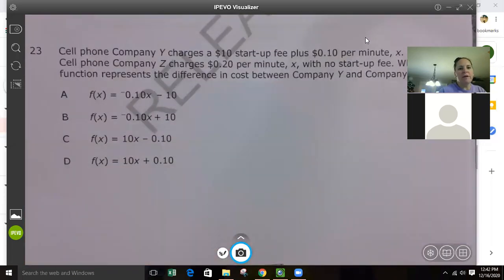It says cell phone company Y charges $10 startup fee plus 10 cents per minute. Cell phone company Z charges 20 cents per minute with no startup fee. What function represents the difference in cost between company Y and Z?